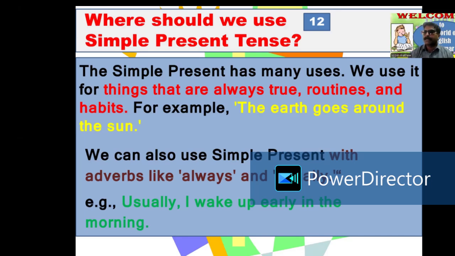We can also use simple present with adverbs like always and usually. For example, usually I wake up early in the morning. Anagha, can you give me a sentence using usually? Anagha says the sentence, I usually drink coffee in the morning. We can see here, we use simple present to explain habits.